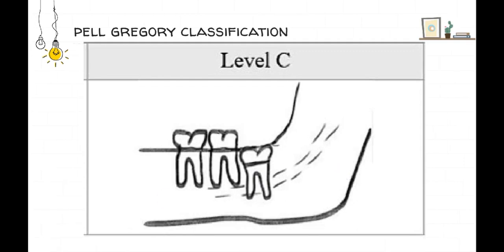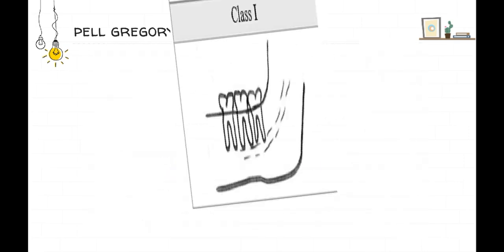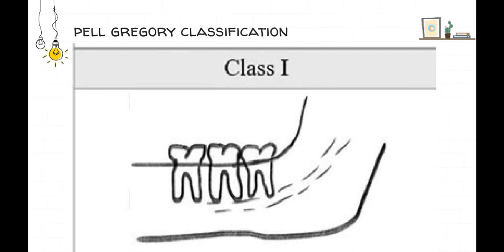Now we'll come to another classification of Pell-Gregory, that is based upon the space available, or space availability. How do we determine that? This is the anterior border of the ramus. This is the distal surface of the second molar. So this classification is based upon this space.